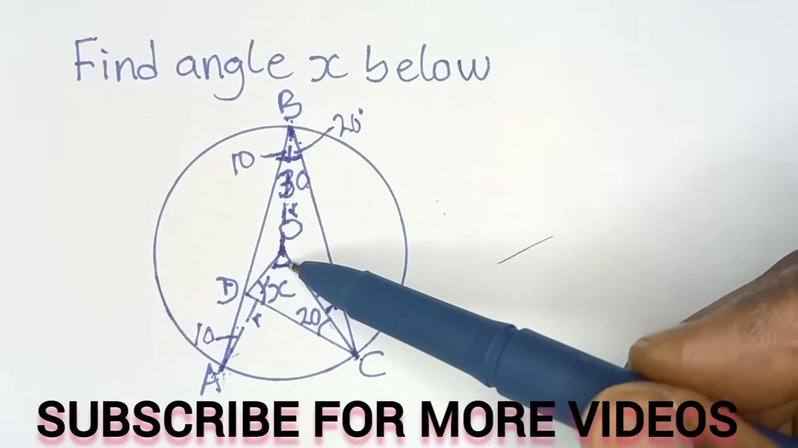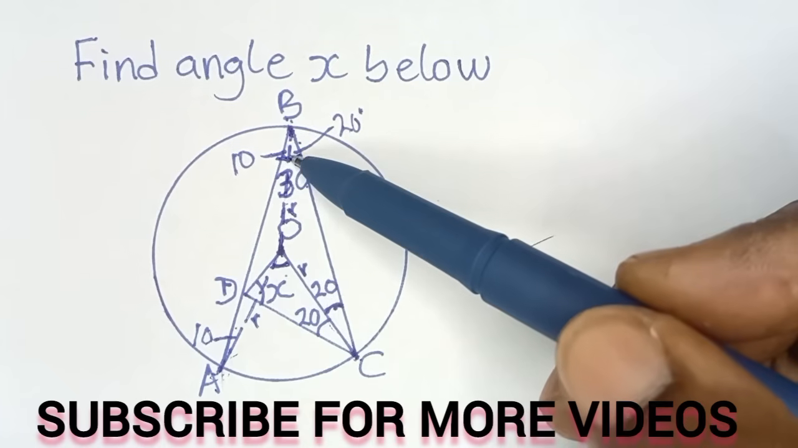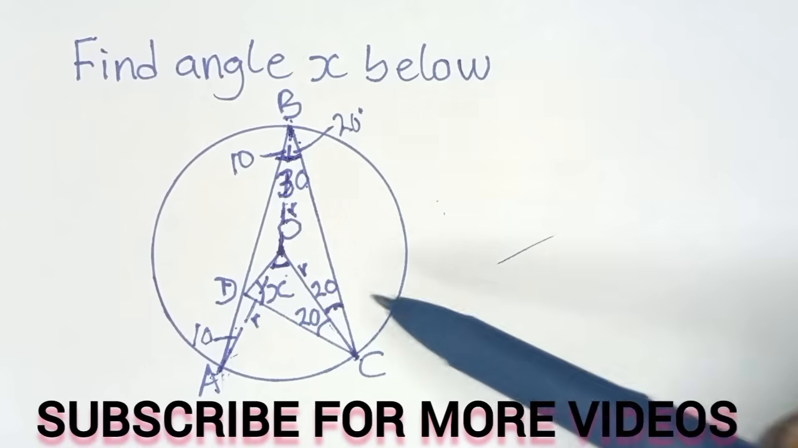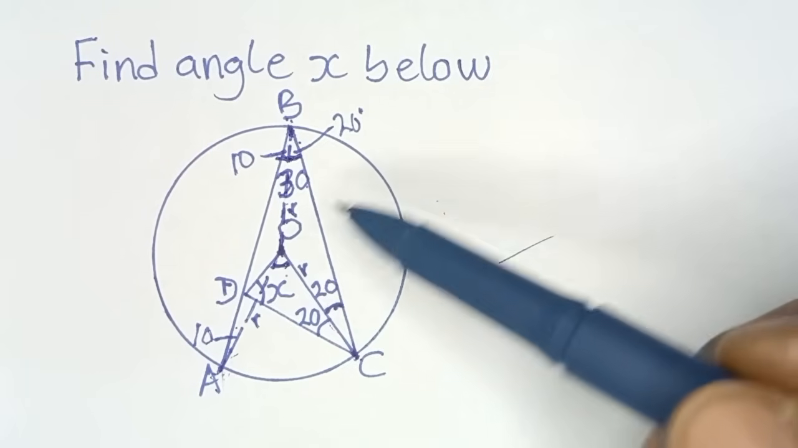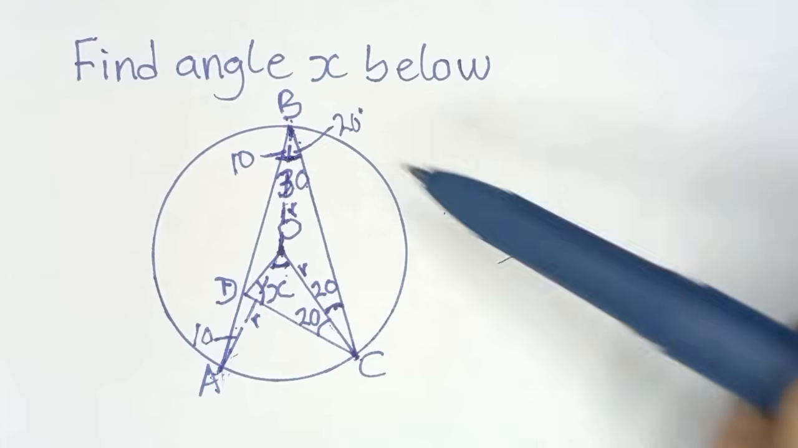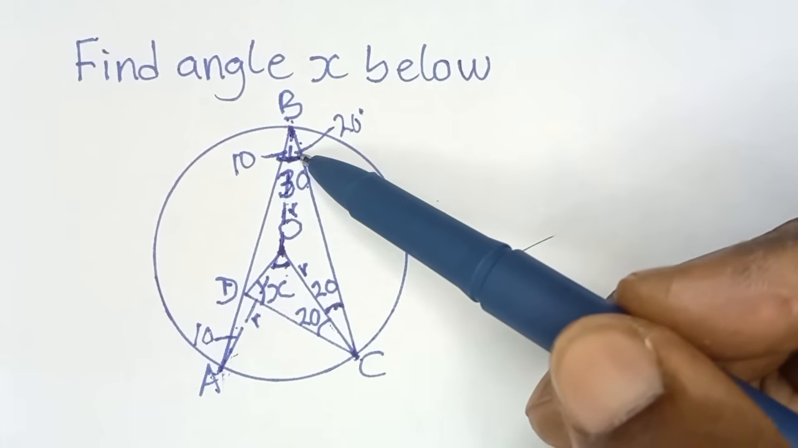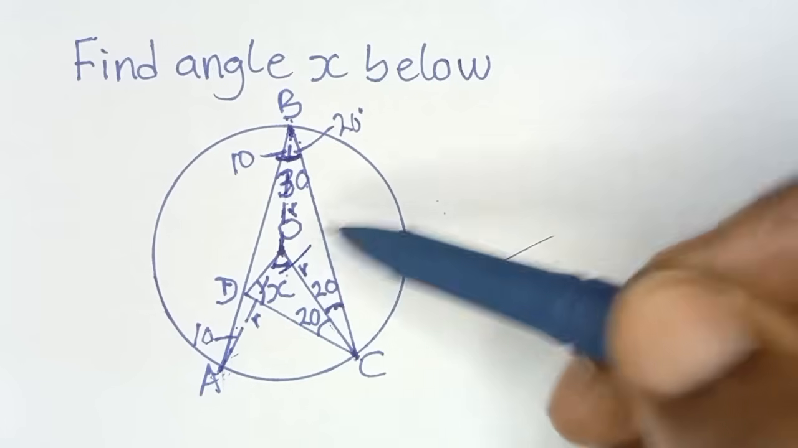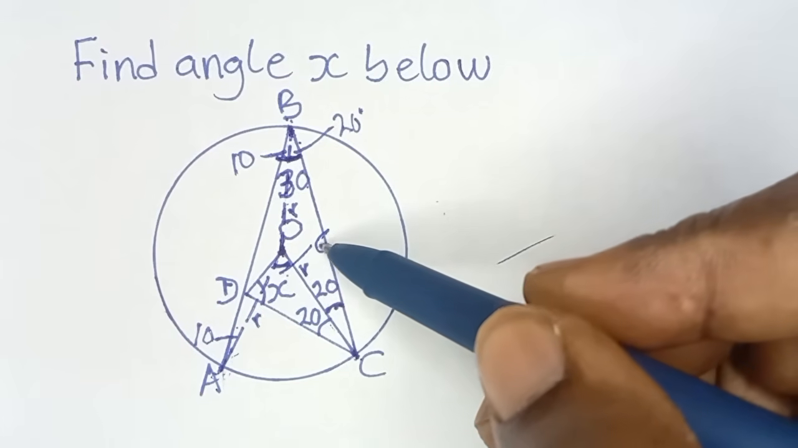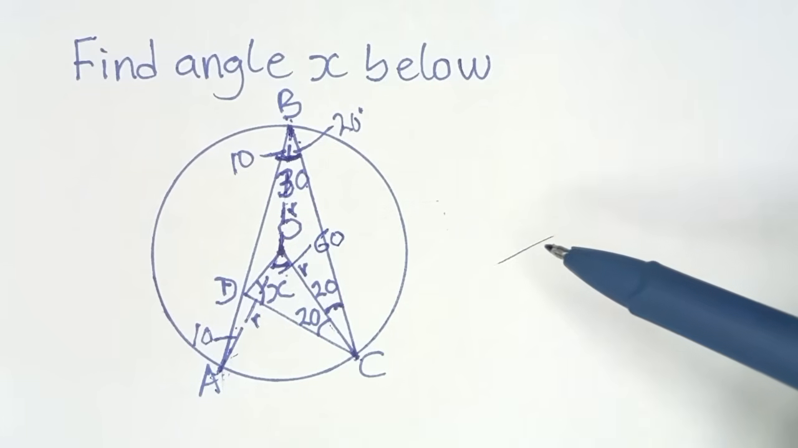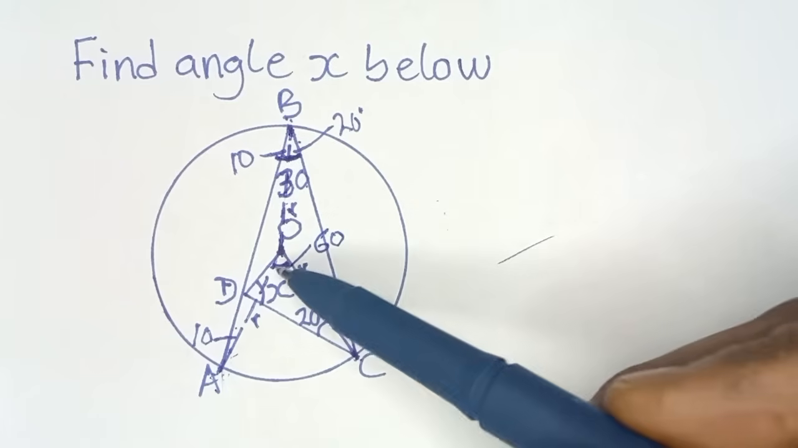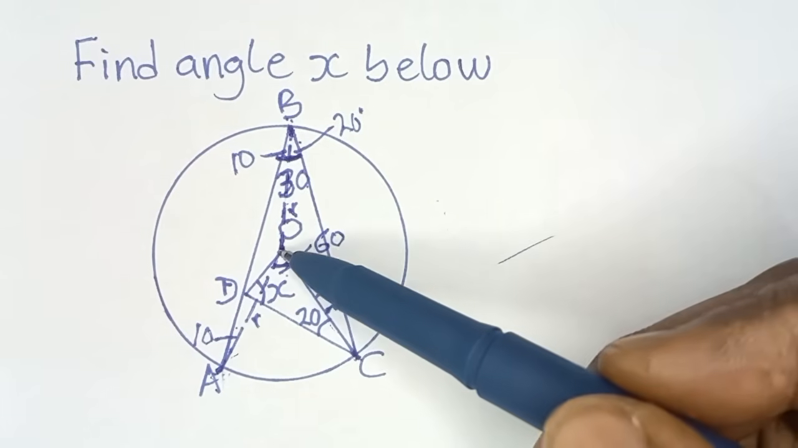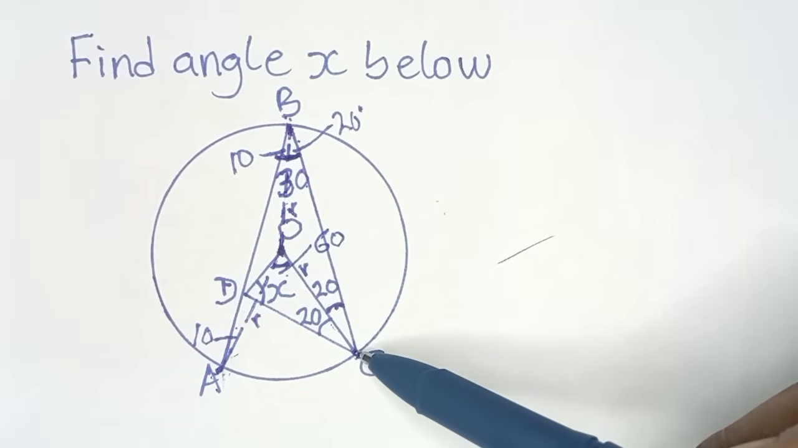So you agree with me that the angle at the center is twice that at the circumference. Don't forget that important circle theorem. So the angle at the center is twice that at the circumference. So if this one at the circumference is 30, the angle at the center here will be 60 degrees. Hope you are seeing that. That is this angle AOC. Angle AOC is 60 degrees.